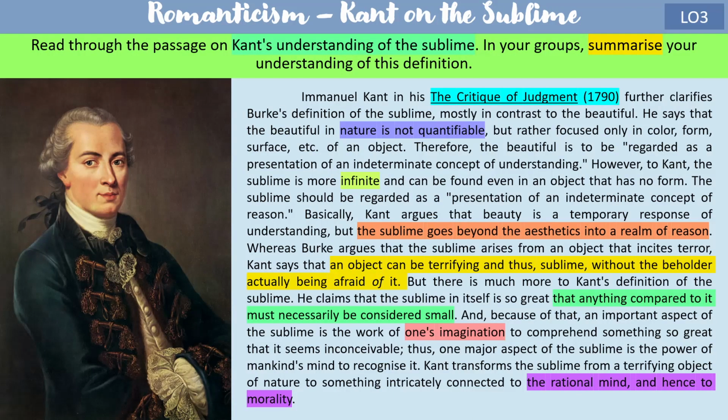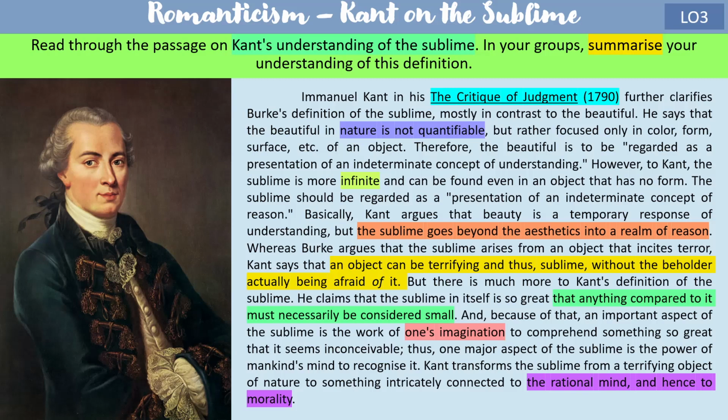So we need to look at how Immanuel Kant modifies the Burkean idea of the sublime in his Critique of Judgment, 1790. So I'm going to read through this slide, and what I'd like you to do is to summarise this definition in one or two sentences in your notes, ready for when we come back in January and start hitting the ground running with looking at the sublime and nature in poetry.